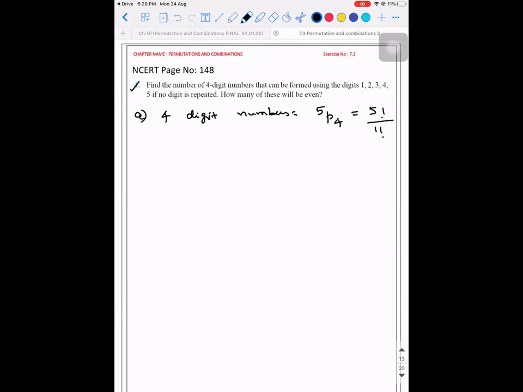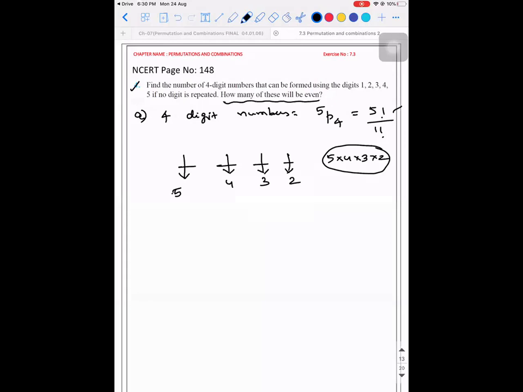Suppose you don't get this idea, how will you solve this problem? 1, 2, 3, 4, a 4-digit number. In how many ways can this be occupied? We'll start from the left. This can be occupied in 5 ways, this in 4, this in 3, and this in 2. According to the fundamental principle of counting, it will be 5 into 4 into 3 into 2, which is the same as 5 factorial divided by 1 factorial. Am I right? Are you guys able to understand?